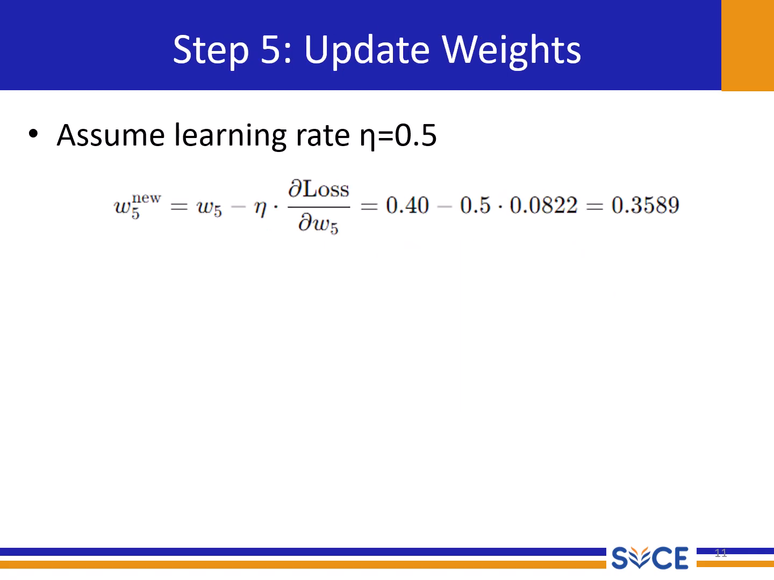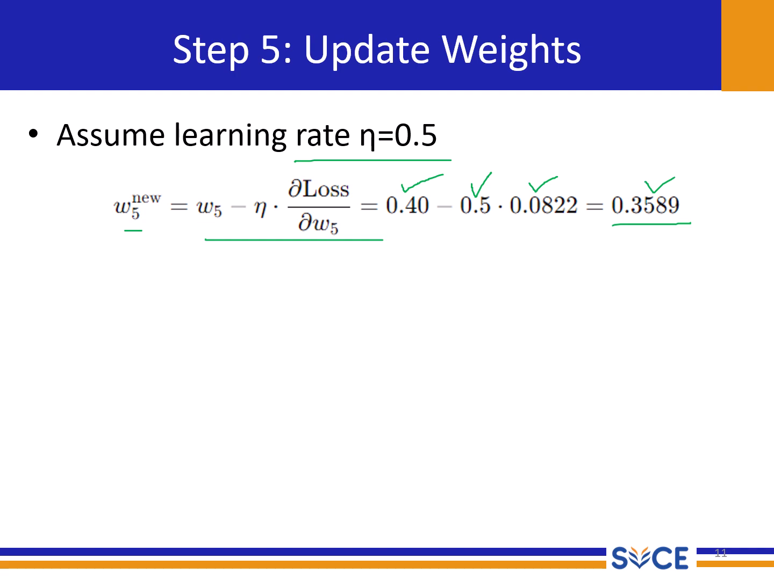Okay, the next step is to update the weight. For updating the weight, we need a learning rate. Now the learning rate eta is considered 0.5. We are updating the weight for W5. This weight is updated by using the formula W5 minus eta into dou loss by dou W5. Here 0.40 is the original weight value for W5, minus the learning rate 0.5 multiplied with 0.0822, the value which we have seen in the previous slide. Now we are getting the new weight for W5 as 0.3589.